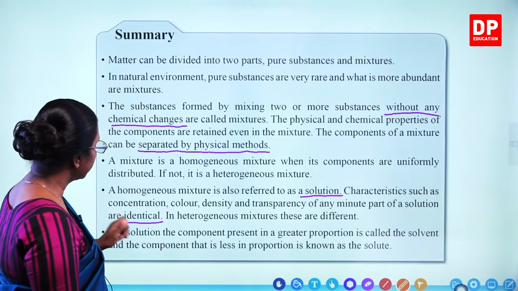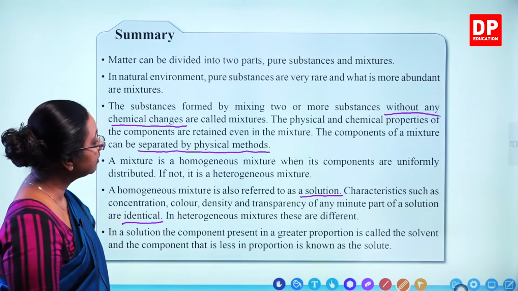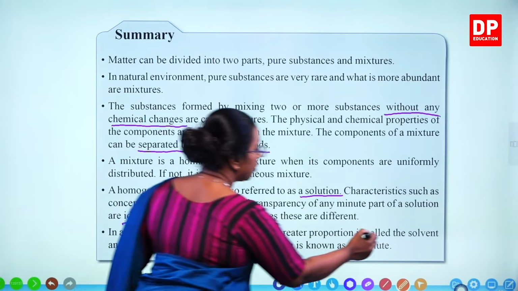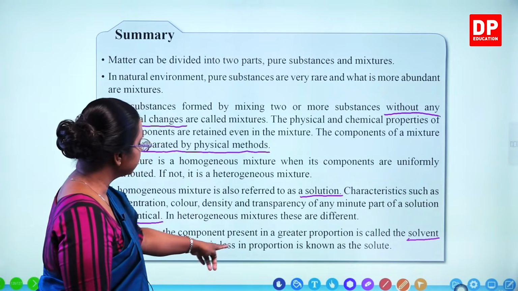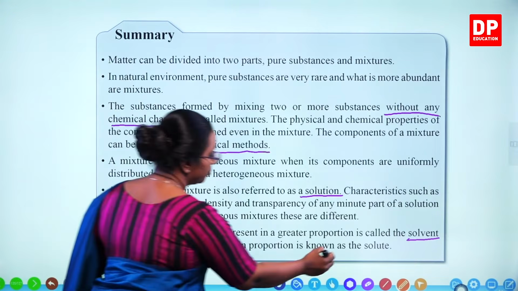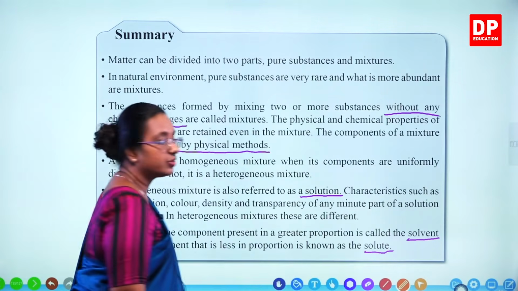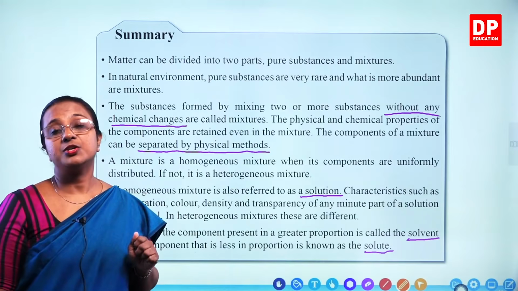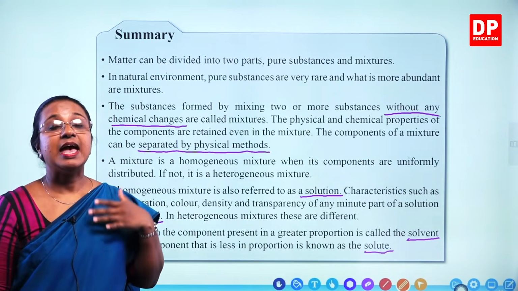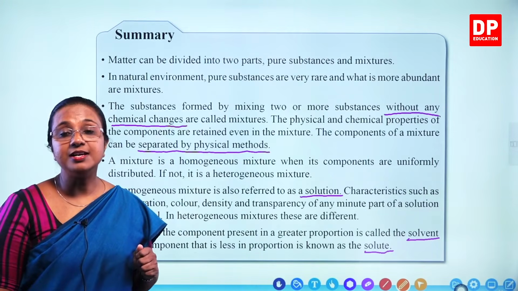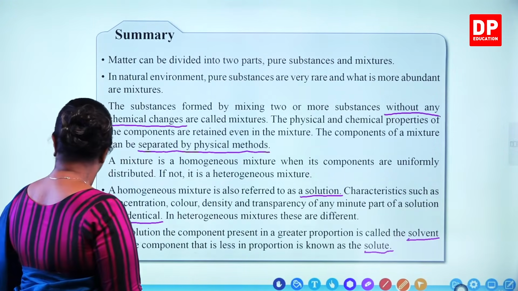In a solution, the component present in greater proportion is called the solvent, and the component that is less in proportion is known as the solute. Those are the 2 main parts of a solution. So, there is only one solvent and there can be more than one solute.